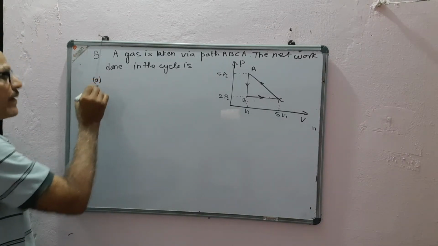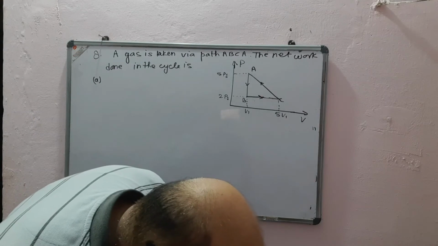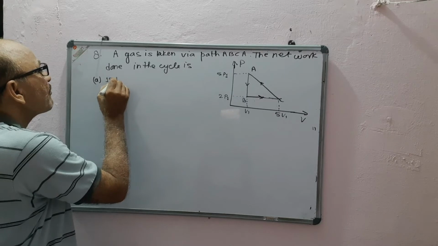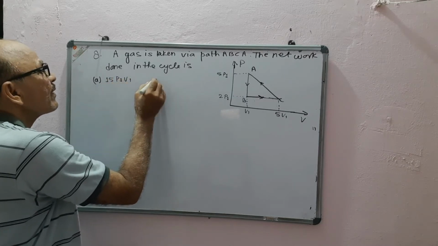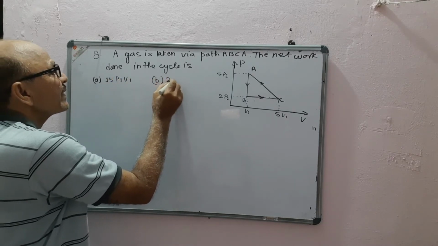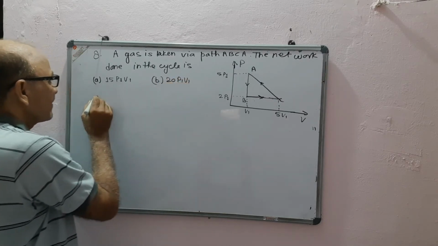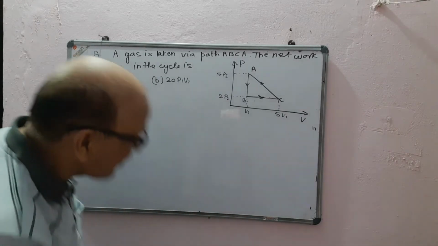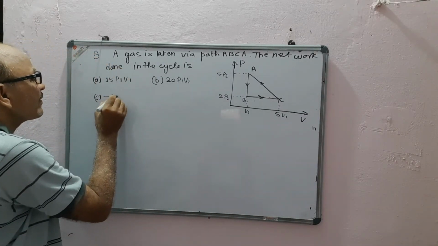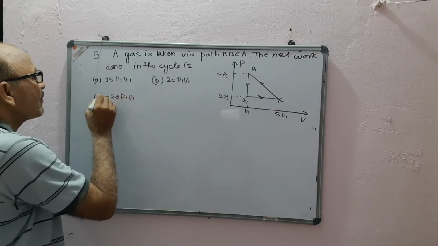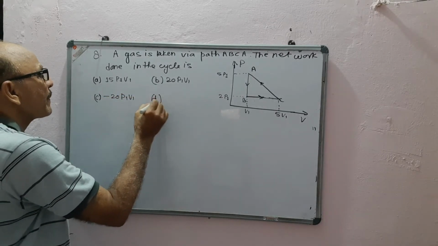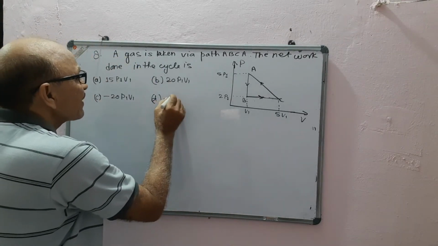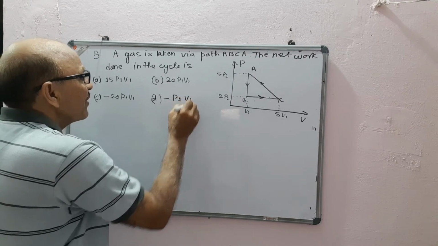Options are A, 15 p1 v1, B, 20 p1 v1, C, minus 20 p1 v1, D, minus p1 v1.